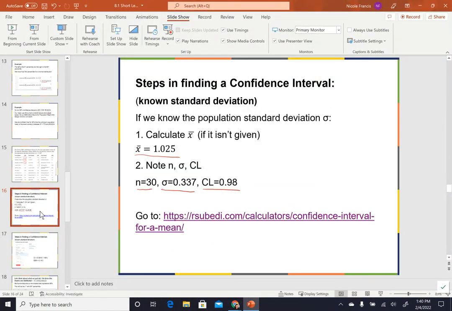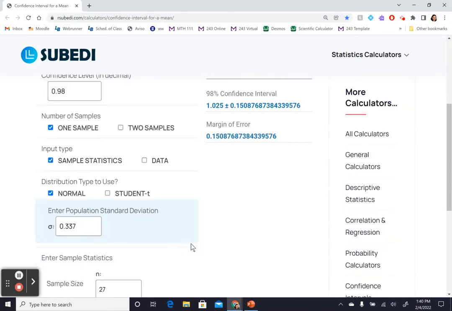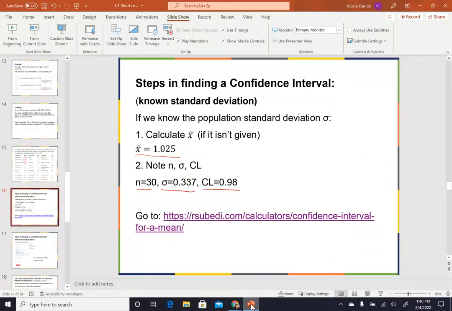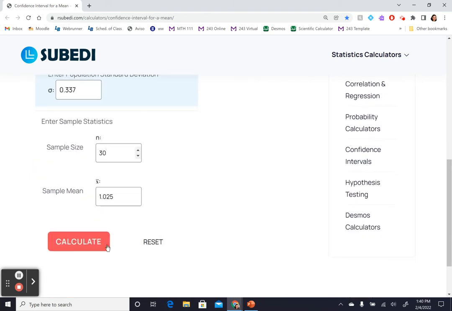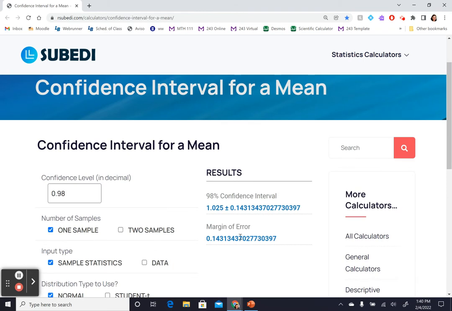Okay, that's not what I got in this one. What did I do wrong, guys? 30, 98. Hang on, I typed something in wrong. 0.337. Oh, why is this 27? I must have bumped that. Let's try this again. 30. Calculate. I think I must have scrolled. Aha, that looks better. 98% confidence interval, 1.025 plus or minus 0.1431.